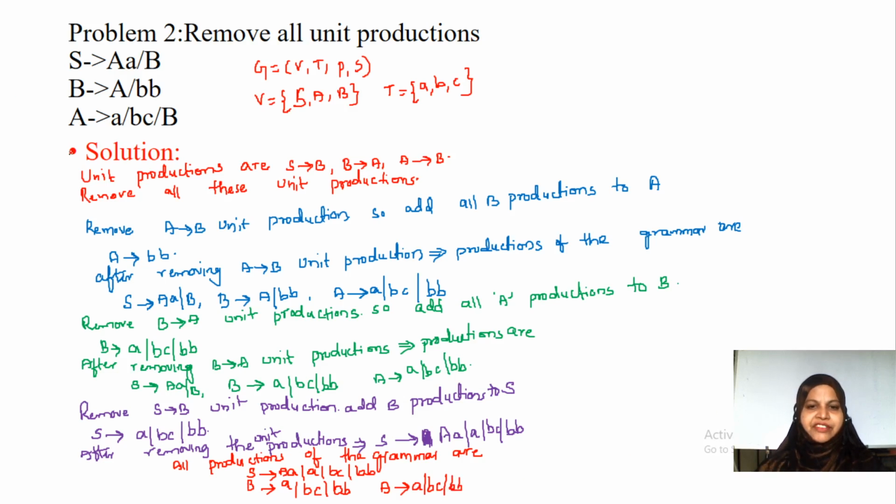In this format, we have to remove the unit production. Whenever we are going to remove the unit productions, first we have to recognize what are the unit productions, then we have to substitute the remaining productions, right?